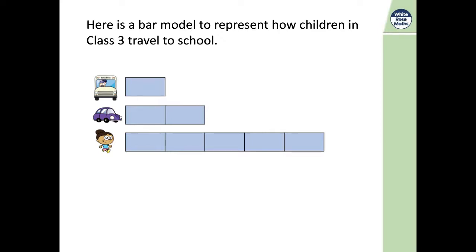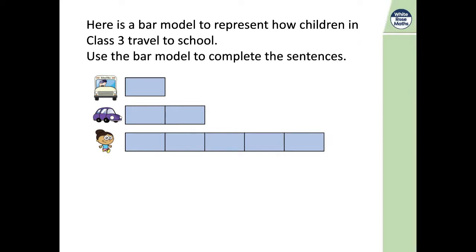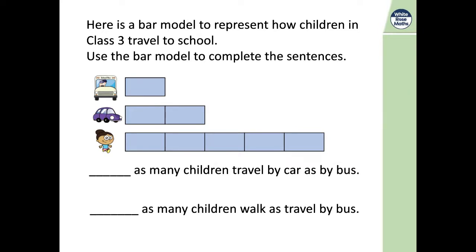Right, have a look at this bar model. It represents how children in class 3 travel to school. So some get the bus, some get the car, and some walk. Let's have a look at the bus. Okay, so you can have a look. Use the bar model to complete these sentences. Blank, as many children travel by car as by bus. Blank, as many children walk as travel by bus. So pause, work out what's missing from those sentences using the bar model to help you. Come back and press play when you're ready.